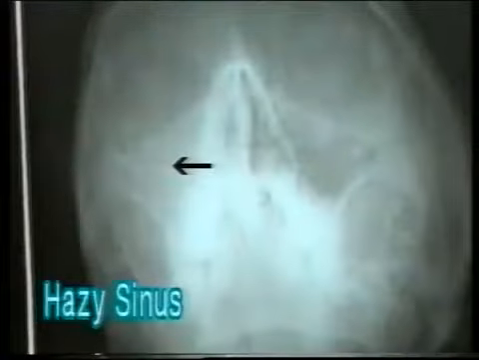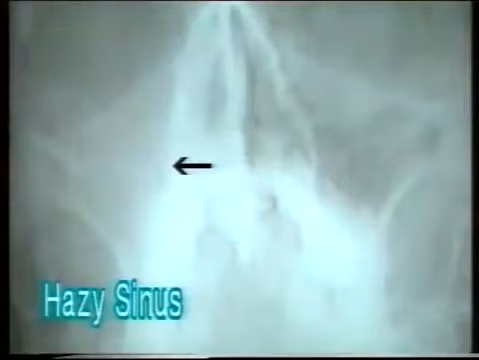This is a Waters' view showing haziness of the maxillary sinus. Haziness is always appreciated in comparison with the opposite normal sinus. A normal sinus casts a radiolucent shadow due to the presence of air in it. This X-ray shows haziness of the left maxillary sinus.